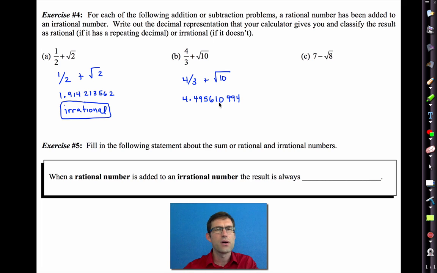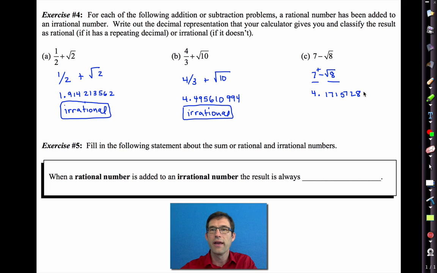4.495610994. So I don't see any repeating decimals there. Therefore, we're going irrational again. And finally, if I ask my calculator to do 7 minus the square root of 8, a rational number minus an irrational number, we could think about that as plus negative square root of 8, then I find 4.171572875. I hope I'm writing all these down correctly. I'm looking at some pretty small type on my paper right now. But again, I don't see anything repeating, so again, irrational.